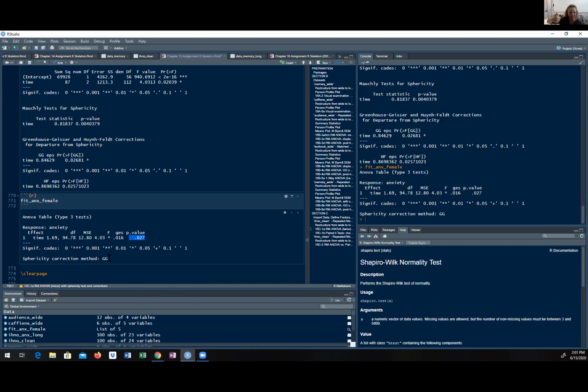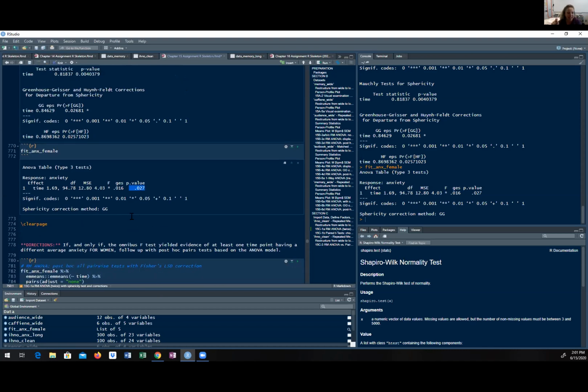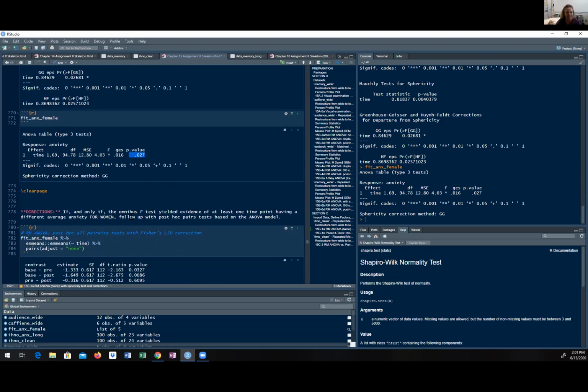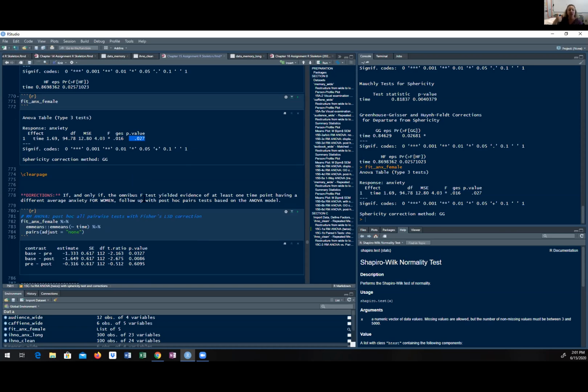Okay. Brian, that makes sense? So that's why it was marked wrong. It wasn't that you guys were doing anything wrong. When you do a repeated measures ANOVA, you must look at Mauchly's test of sphericity to know whether or not you need that correction. So that's for females. So what do we say here? Does anxiety change over time for females? Yes, our p-value, even after the correction, is smaller than alpha 0.05. Our p-value is 0.027. So yes, females' anxiety levels are different at at least one of the time points.